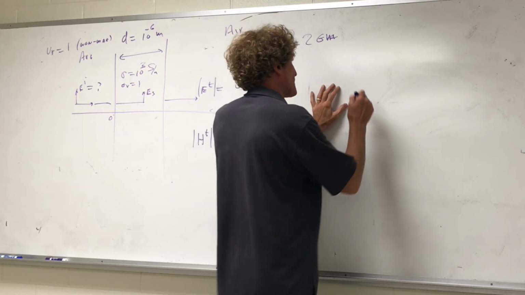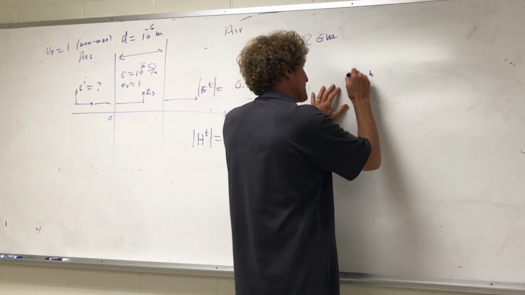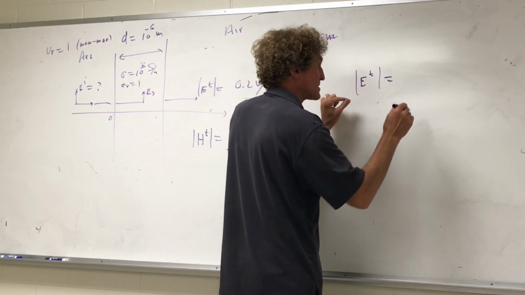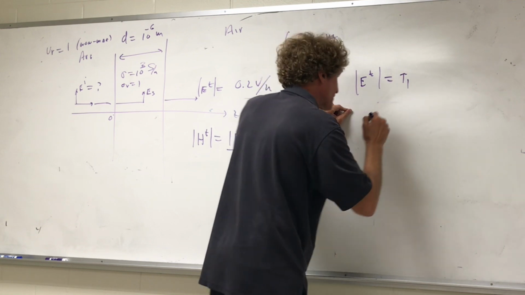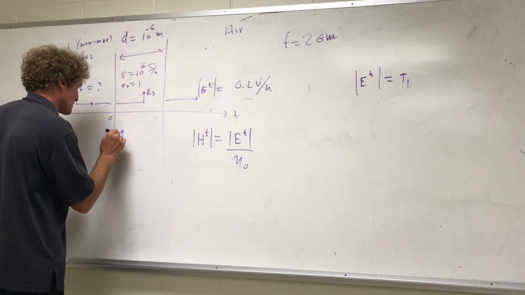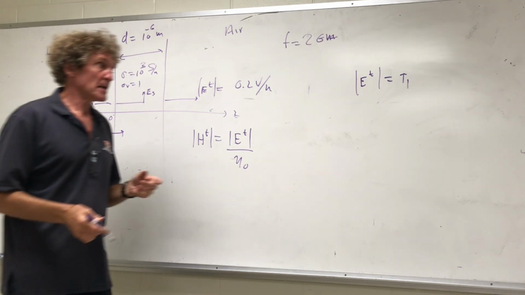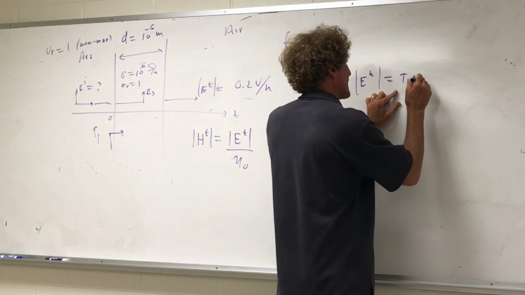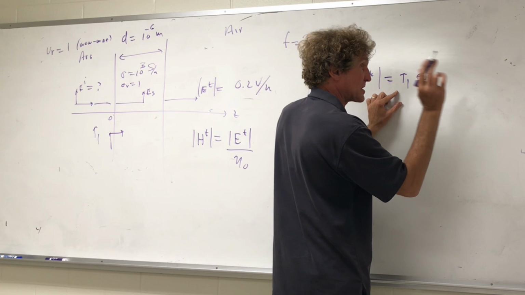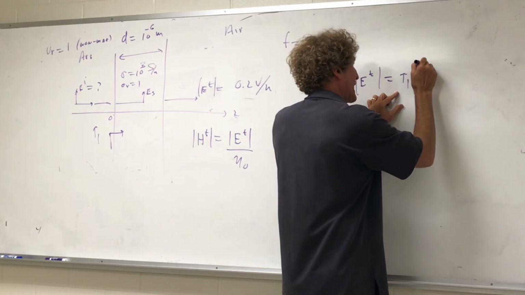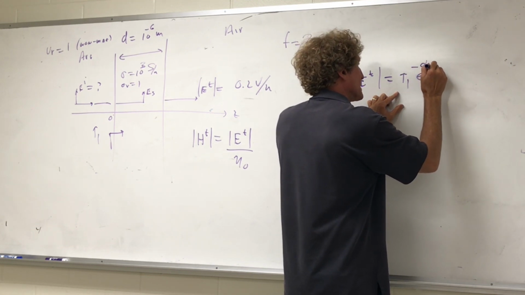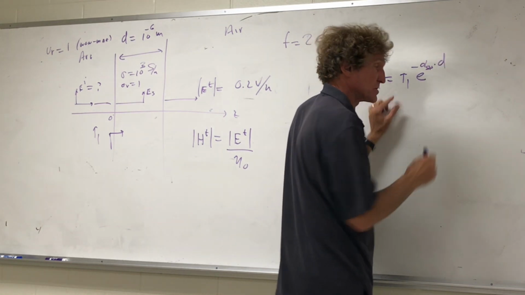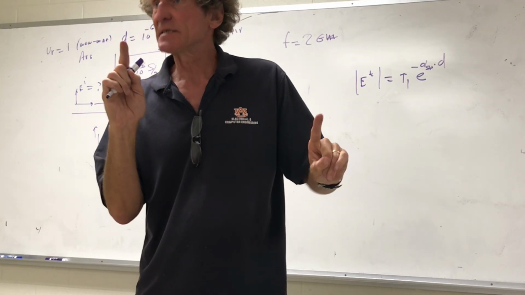If I want the transmitted electric field's magnitude, what I'm going to do is take the transmission coefficient in region 1. That's this. We'll talk about that in a second. Then I'm just looking at magnitude, it would decay as e to the minus alpha in the shield times the thickness of the shield. That's how much it decays down, right?